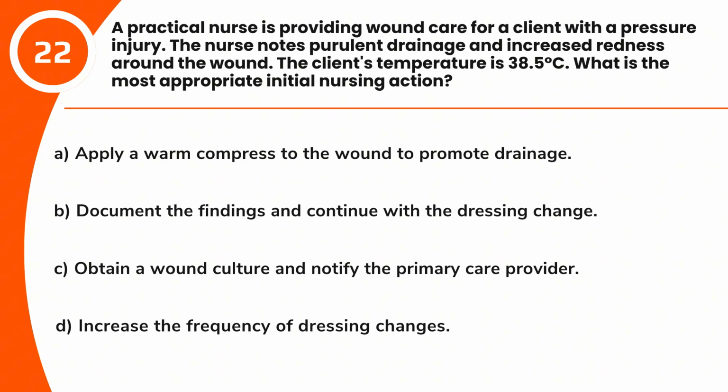Question 22. A practical nurse is providing wound care for a client with a pressure injury. The nurse notes purulent drainage and increased redness around the wound. The client's temperature is 38.5 degrees Celsius. What is the most appropriate initial nursing action? A. Apply a warm compress to the wound to promote drainage. B. Document the findings and continue with the dressing change. C. Obtain a wound culture and notify the primary care provider. D. Increase the frequency of dressing changes.